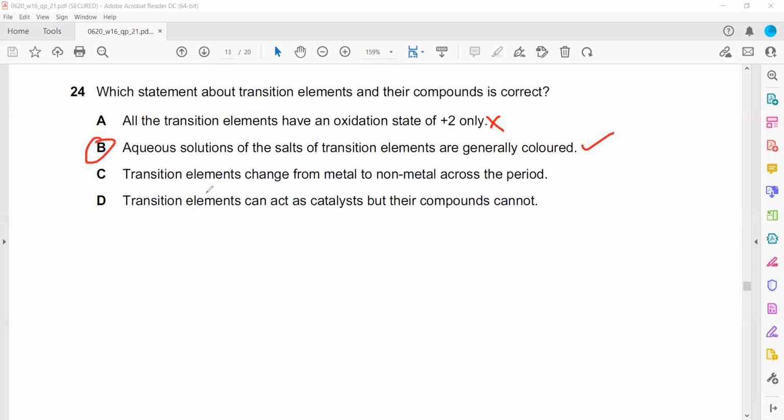Why not C or D? The transition element changes from metal to non-metal. That's wrong. All of them are metals. That's why we call them transition metals or transition elements. They all are metals. Transition elements can act as catalysts, whereas their compounds cannot. That is wrong. Both transition elements and their compounds can act as catalysts.